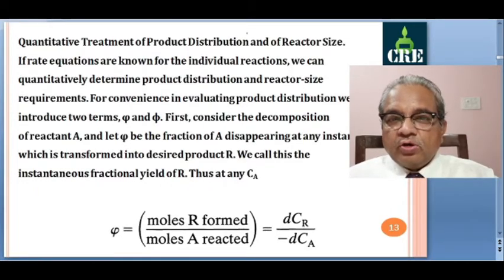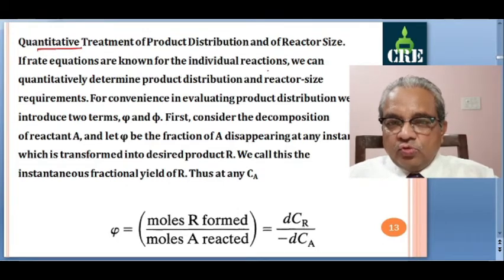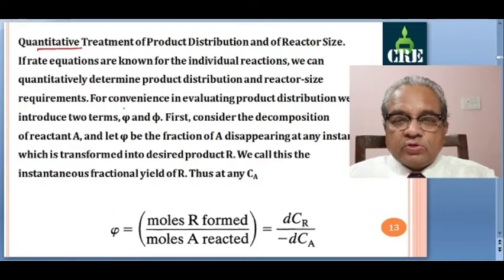Now about the qualitative treatment of product distribution and reactor size, we will look at the quantitative treatment. We have seen qualitative earlier. Qualitative means just in terms of comparative degrees, high, low and so on. Here quantitative means you will be calculating the concentrations exactly. We will know the numerical values. If rate equations are known for individual reactions, if you know the rate laws, we can quantitatively determine product distribution and reactor size requirements.